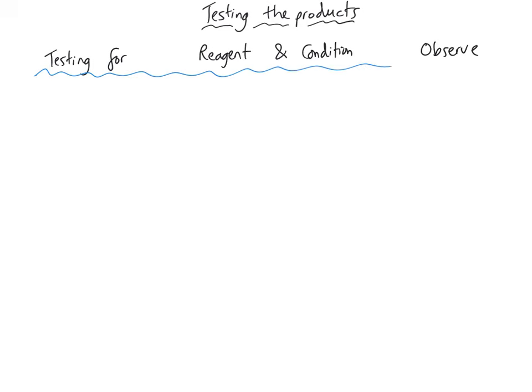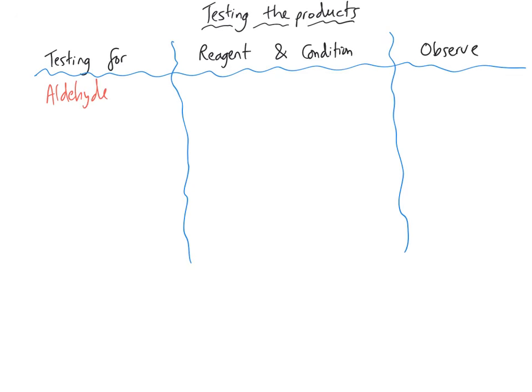We're going to finish this video by taking a look at how we can prove what products we have made. And I'll consider this in greater depth in my organic analysis video, but for now let's just look at the ones that are specifically relevant to these oxidation reactions. So first of all, we have produced, hopefully, an aldehyde. And to test for an aldehyde, we use Fehling's reagent.